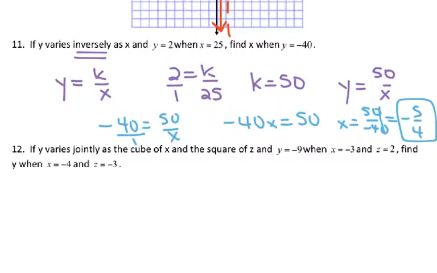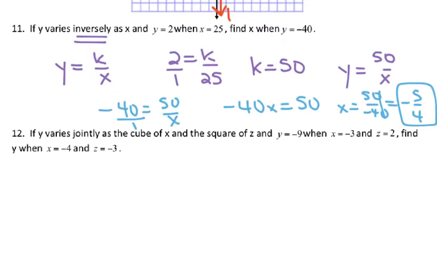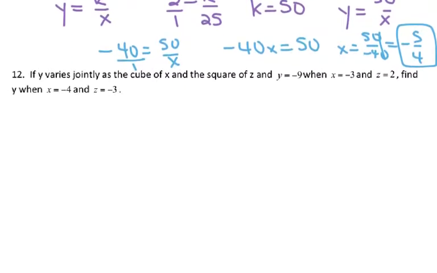Number 12. If y varies jointly as the cube of x and the square of z, and y is equal to negative 9 when x is equal to negative 3 and z is equal to 2, find y when x is negative 4 and z is negative 3. So let's start with the fact that it says y varies jointly. That means that there's more than one input. One of them is the cube of x, and one of them is the square of z. Those exponents need to remain throughout the problem.